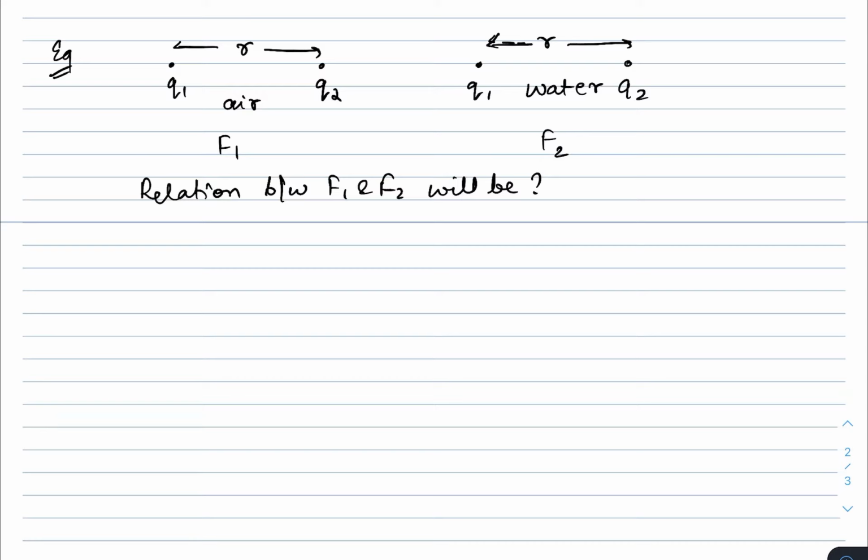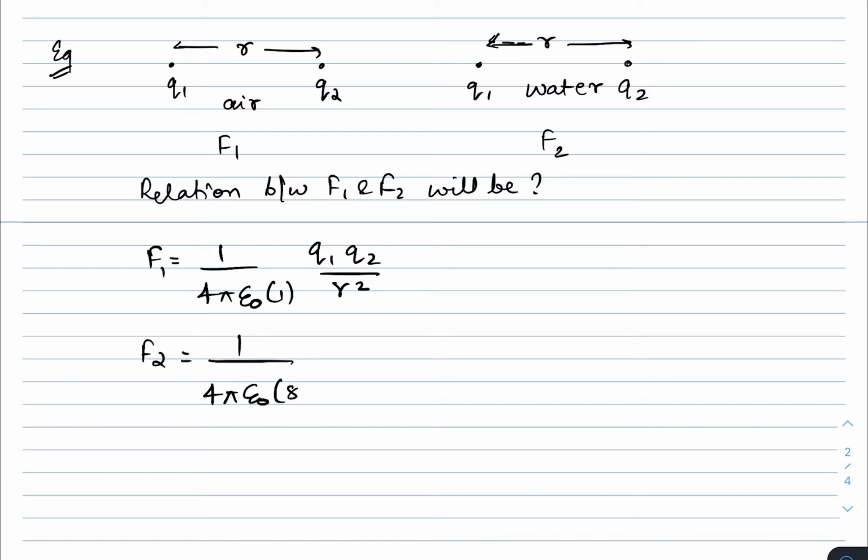So let us write the equation for F1. F1 will be equal to 1 by 4 pi epsilon naught. Epsilon r will be 1 for air, as we have discussed. Q1 Q2 by r square. Now F2, if I am writing, it is 1 by 4 pi epsilon naught. Now epsilon r for water is what? 81. Q1 Q2 divided by r square, right?